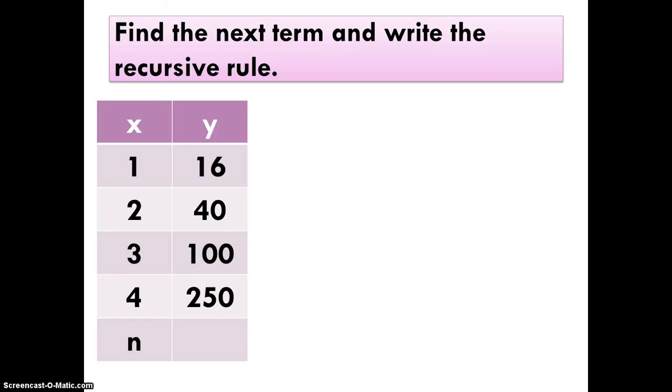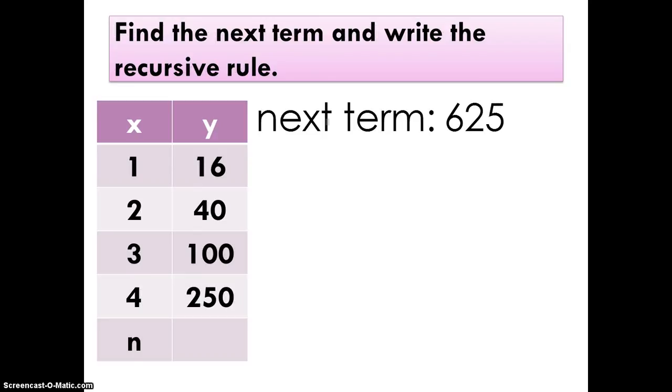So what I would do is do 40 divided by 16, and I can figure out that my common ratio is equal to 2.5, which tells me that my next term is 625, because 250 times 2.5 will give me 625.